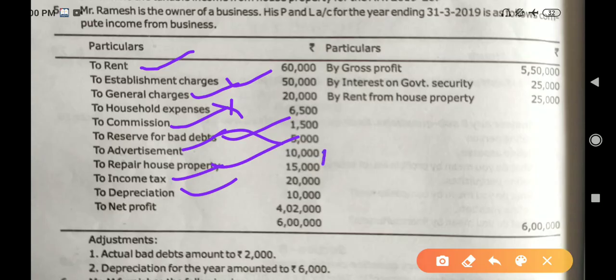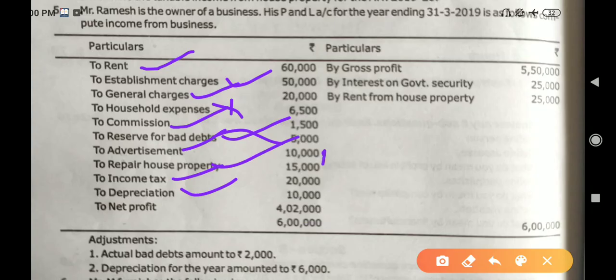So you have to add back to the net profit. And then net profit is given, net profit is rupees 4,02,000. That 4,02,000 you need to write at the start while answering the question. Okay, so this is the debit side.